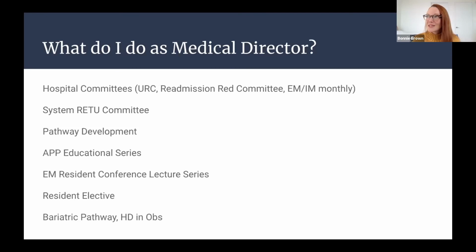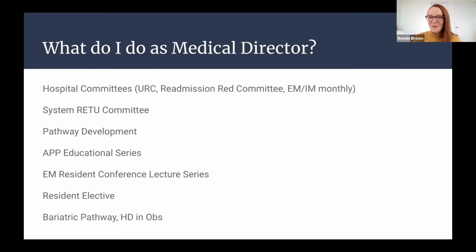I also developed a resident elective. Our residents, emergency medicine and internal medicine, neither of them rotate through the observation unit as part of their required curriculum, but I do offer an elective for them to do so, with an online curriculum that goes with it. And then lastly, sometimes the hospital just comes and says, listen, we have a need.